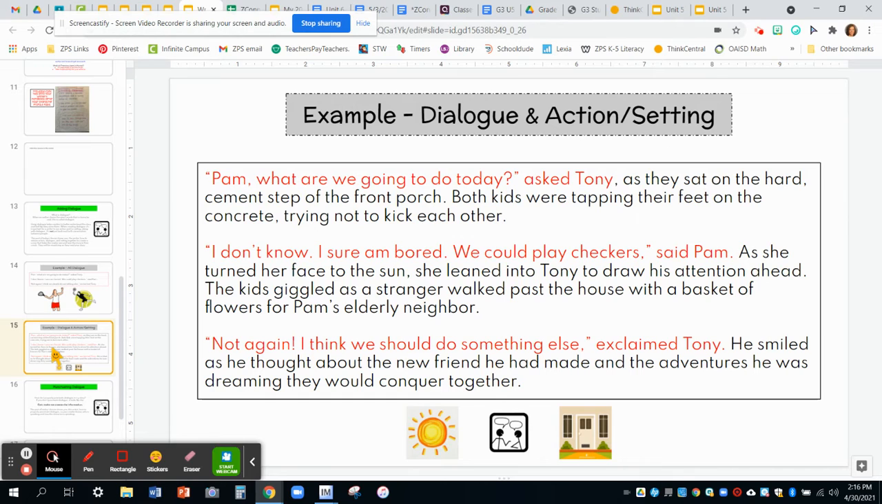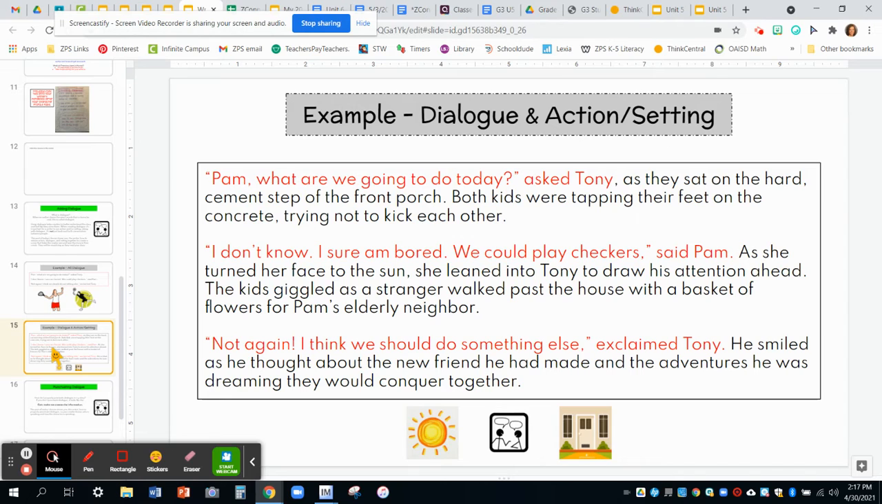Not again. I think we should do something else, exclaimed Tony. He smiled as he thought about the new friend he had made and the adventures he was dreaming they would conquer together.